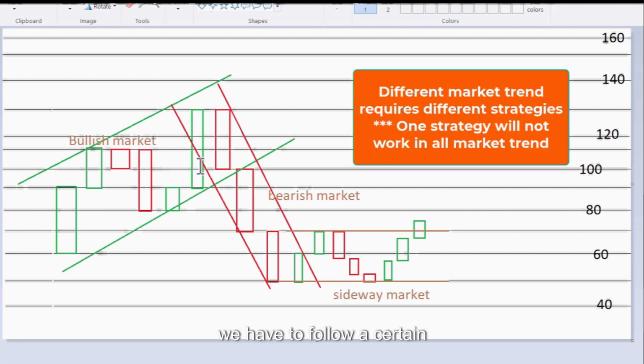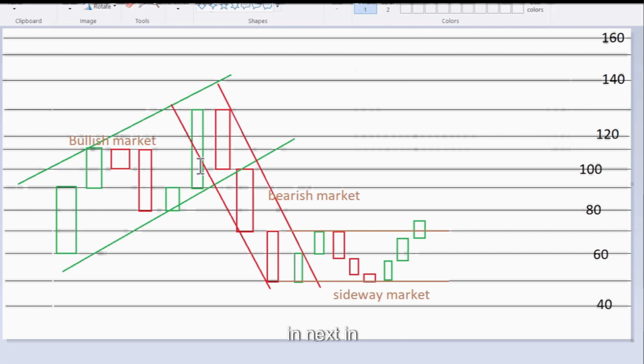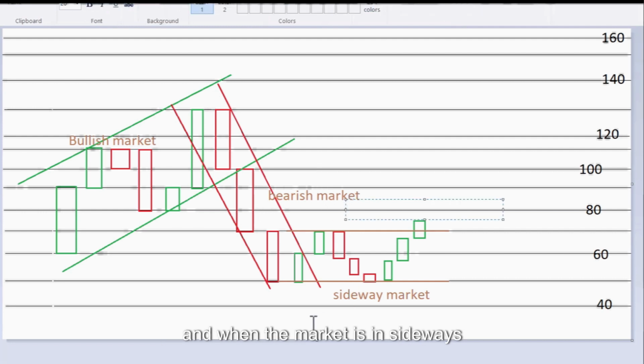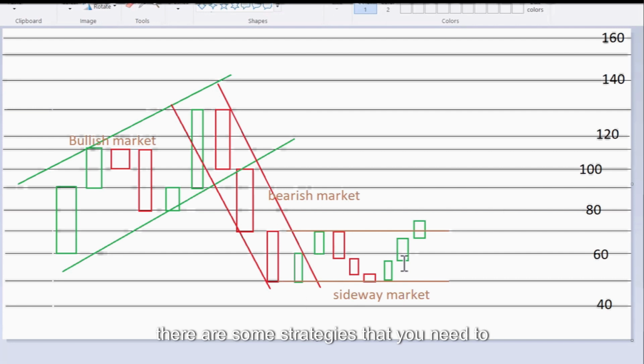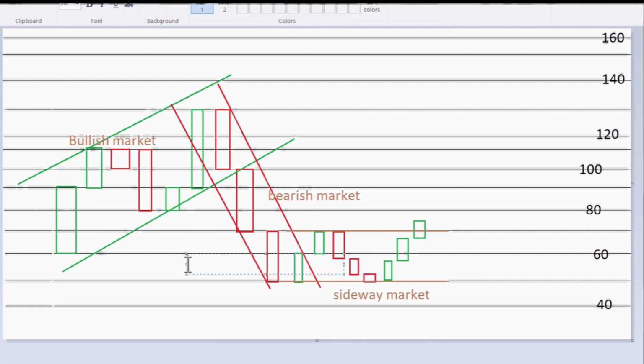In a bullish market, you have to follow a certain strategy, which we will cover in the next few videos. When the market is bearish, there are strategies that you need to follow to make money from it. And when the market is sideways, there are some strategies that you need to follow as well. Each one has a different strategy.